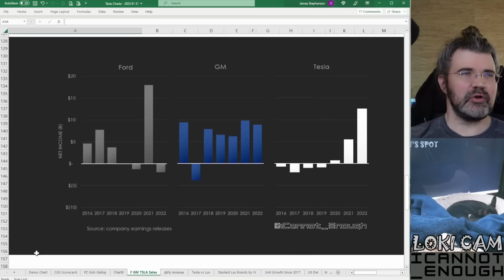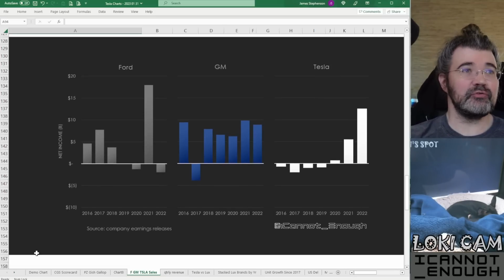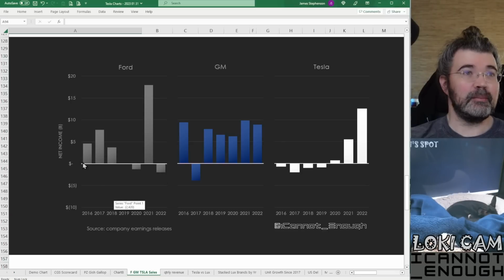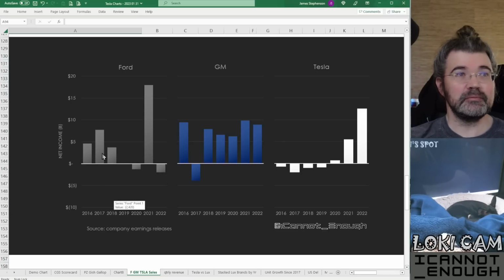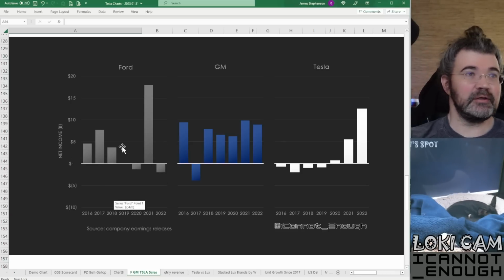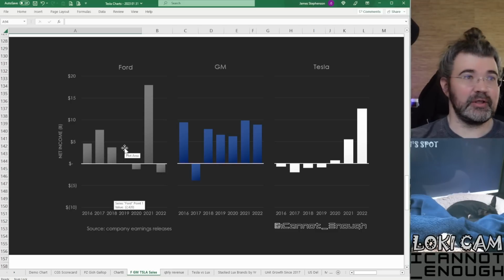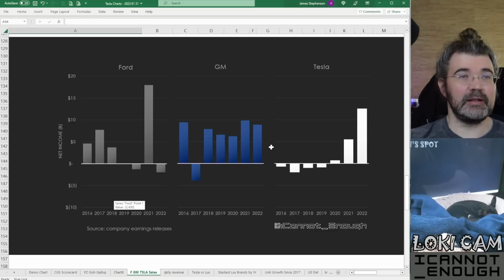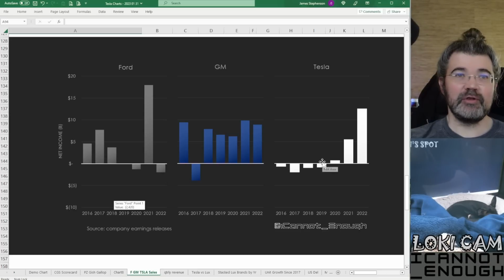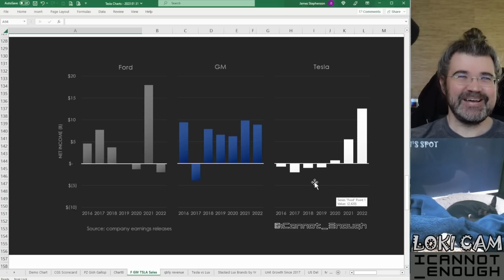Then I've got a chart here for net income dollars. Here's what those look like. So Ford and GM, usually positive, usually 5 billion per year worth of net income, GAAP net income. GM a little higher than that on average. Tesla used to lose money and doesn't lose money anymore.